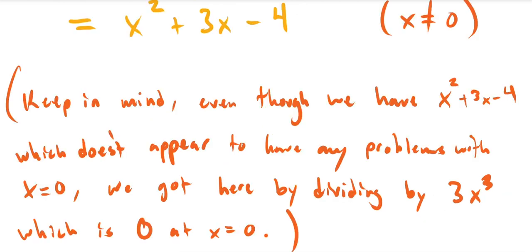So keep in mind, even though it now looks like we just have x squared plus 3x minus 4, which doesn't seem like it has any problems with plugging in 0, you plug in 0 here, you get minus 4, no problem. However, we got here by dividing by 3x to the 3rd. And 3x to the 3rd is going to be 0 when x is 0, and thus it must be left out of the domain, even in this resulting function, which doesn't seem like it has a problem there. It is not an allowed value. If you plugged in 0 into this, it would be disallowed and you would get undefined still.